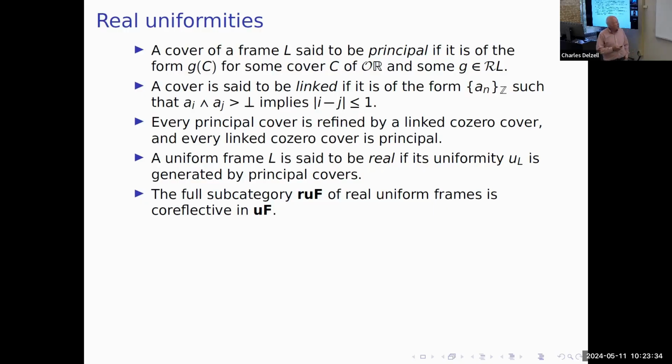So we will say of a uniformity that it is real if its uniformity comes from principal covers. The uniformity is generated in that way. And this now becomes a coreflective subcategory. So every uniform frame whatsoever has some smaller, coarser uniformity, which arises in this fashion.